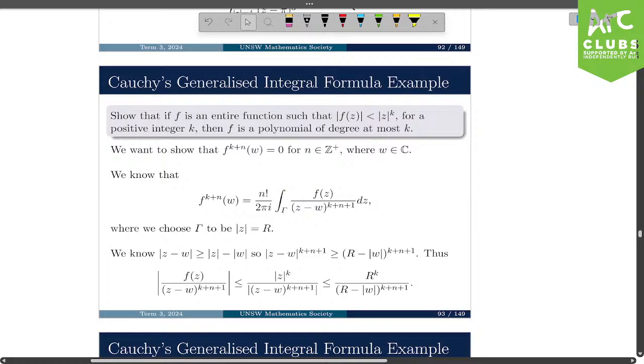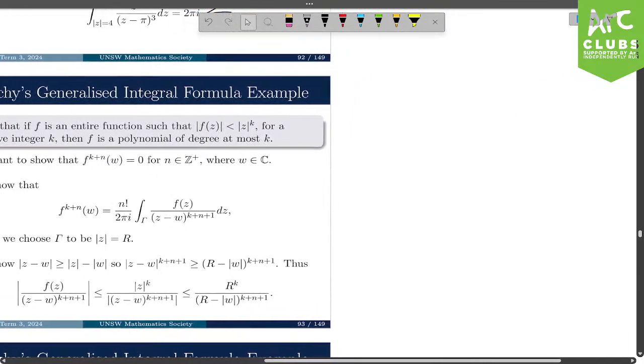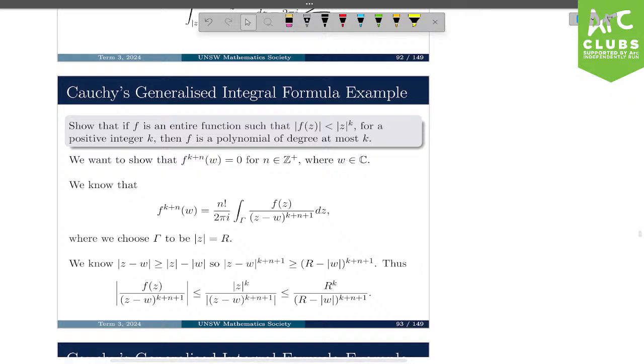Now we're going to have a bit of a more difficult question. We are going to try and show that if f is an entire function such that the absolute value of f is less than the absolute value of z to the power of k, for a positive integer k, then f is a polynomial of degree at most k. Alright?